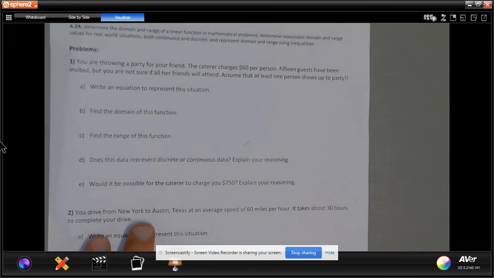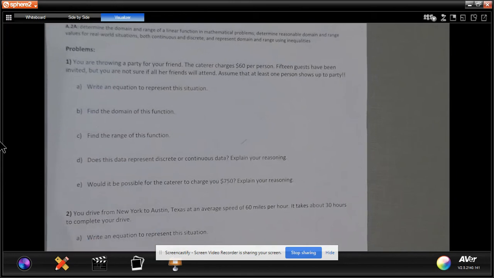Okay, so let's look at this first problem. I'll read the situation first. You are throwing a party for your friends. The caterer charges $60 per person. 15 guests have been invited, but you are not sure if all your friends will attend. Assume that at least one person shows up to the party. Okay, so A, we're going to write an equation to represent the situation.